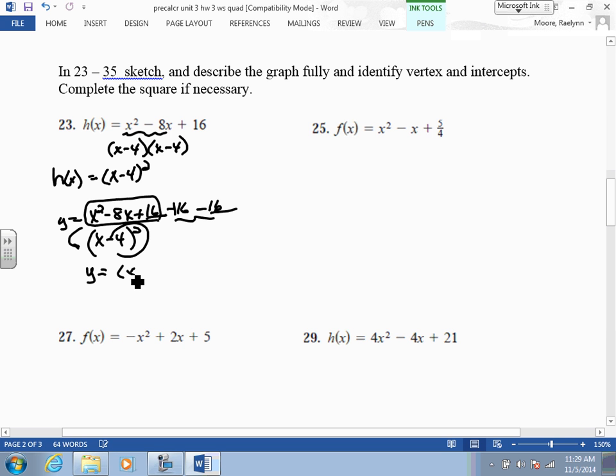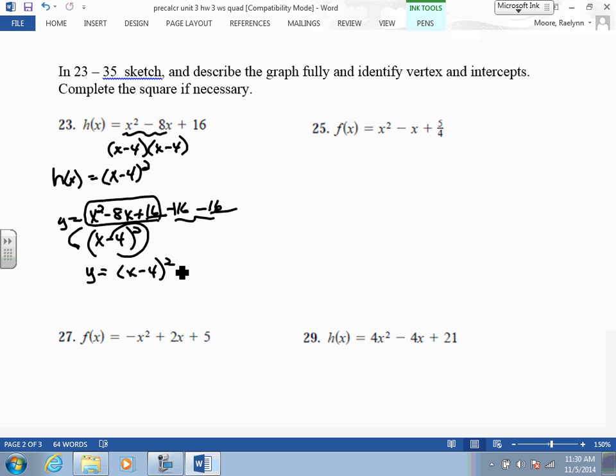So isn't that the same thing? Does it work either way? Absolutely. It was a perfect square, and because the direction said complete the square, you probably didn't see it. So I did it out the long way, but you can do it either way.